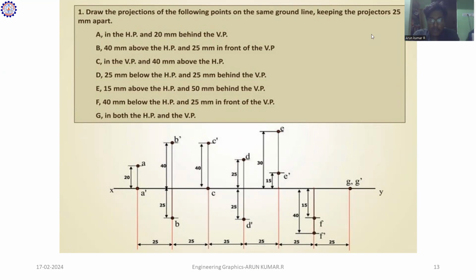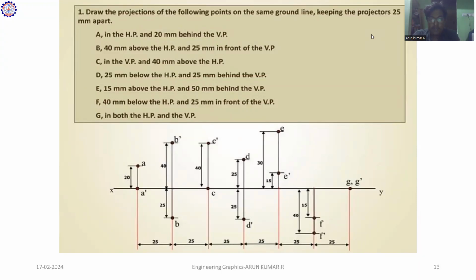Okay. So first of all, we understand what the question is in this case. Draw the projection of the following points on the same ground. Ground means we represent it as the XY line. So how many points are given in this problem? You have to consider one reference line. That is the meaning of the following points on the same ground line.